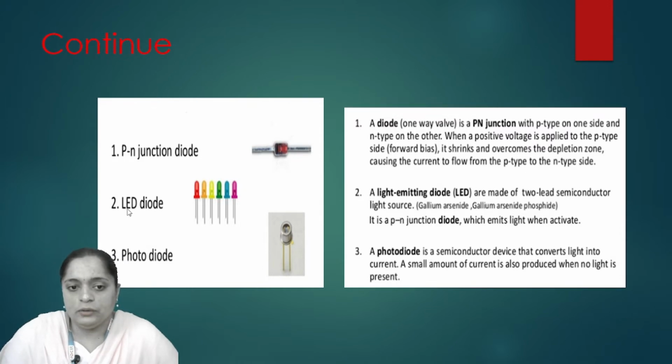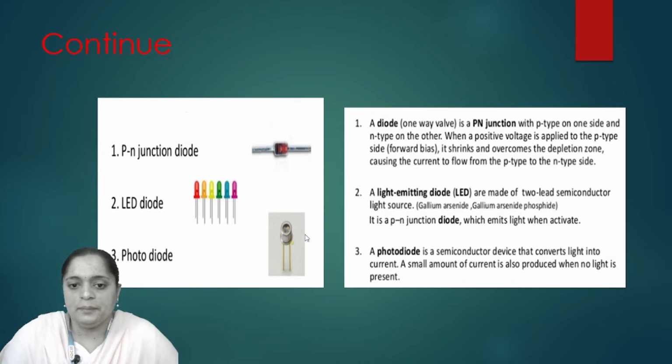LED, already we know that it is a light emitting diode. It looks like this. It is available in different colors, meaning red, orange, etc. A third type is the photodiode, and this is the physical appearance of the photodiode.